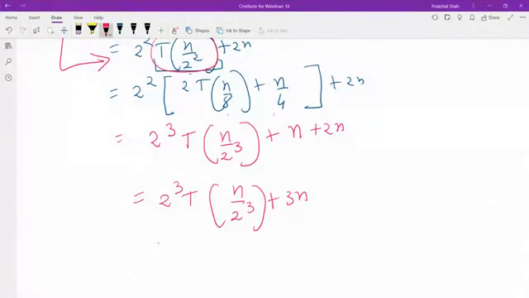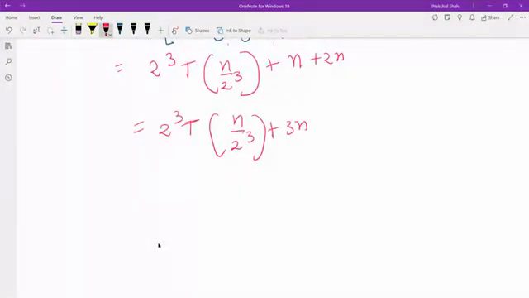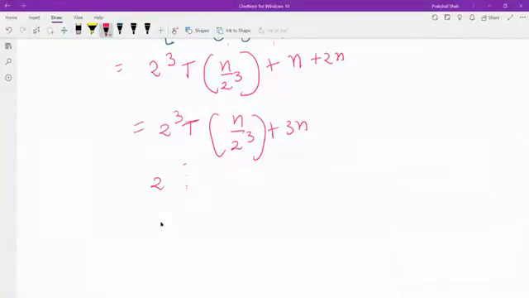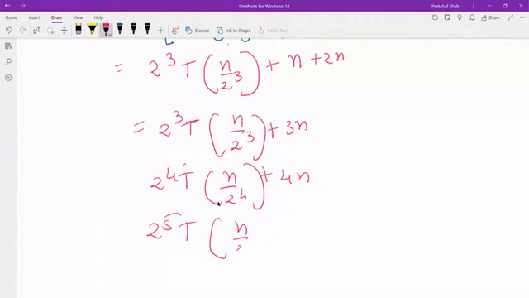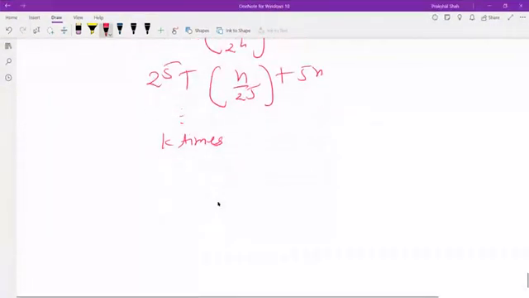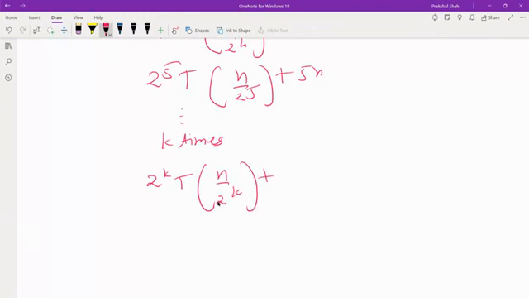Right? So similarly, I got a gist that whatever my n value would be, it will follow the same pattern. So can I say that after some point, like 2^4 T(n/2^4) + 4n? Similarly, for 2 raised to 5, it will be 2^5 T(n/2^5) + 5n. It will follow this syntax. And if I have this k times, then it will be 2^k T(n/2^k) + kn.